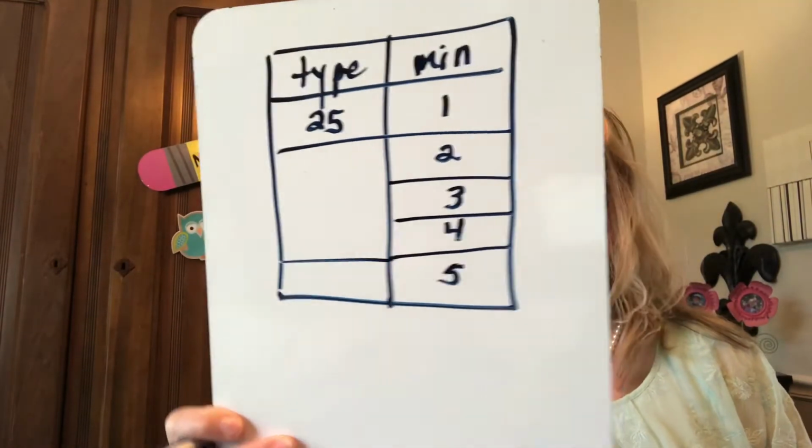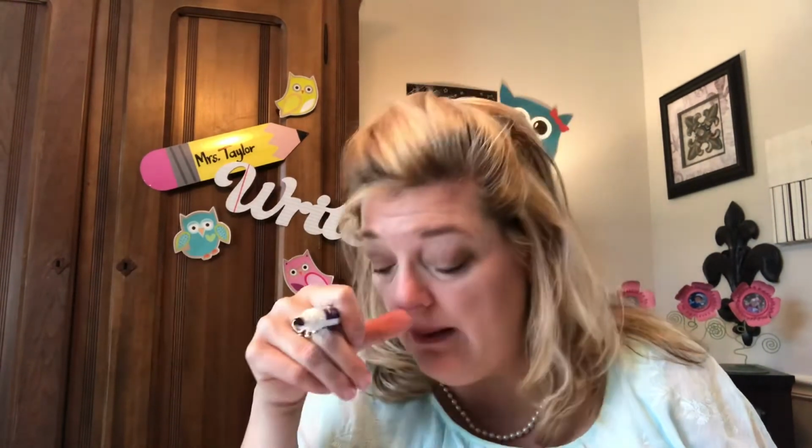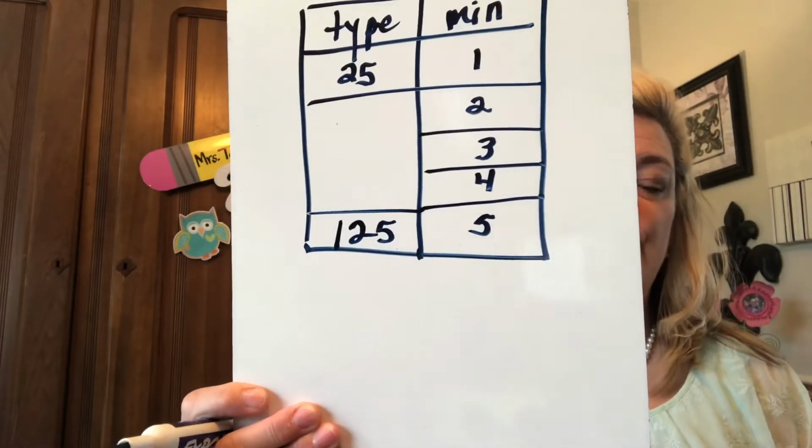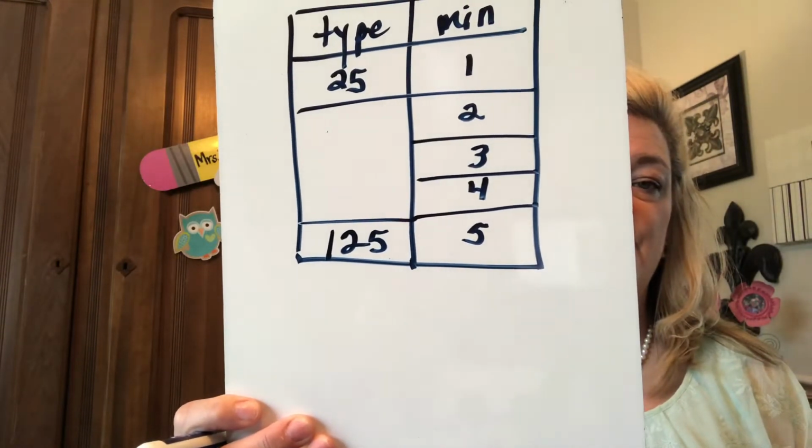What is 5 times 25? What if you have 5 quarters? How much money do you have? So he can type 125 words in 5 minutes. Now, I want you to go back through and fill out that table. 2 minutes is 50 words. 3 minutes is, yeah, there you go. You got it. All right.